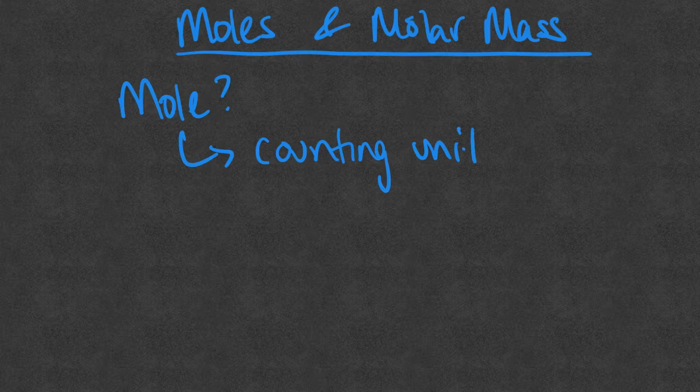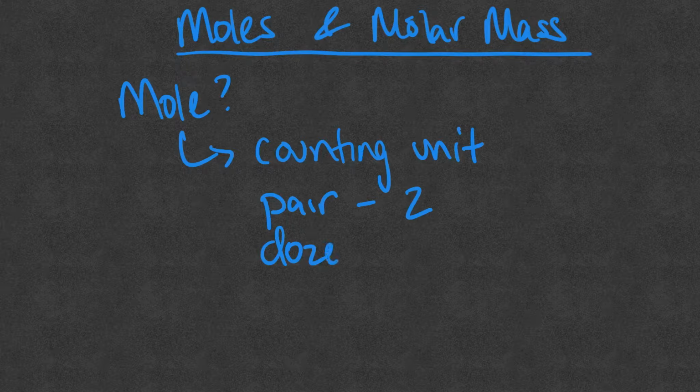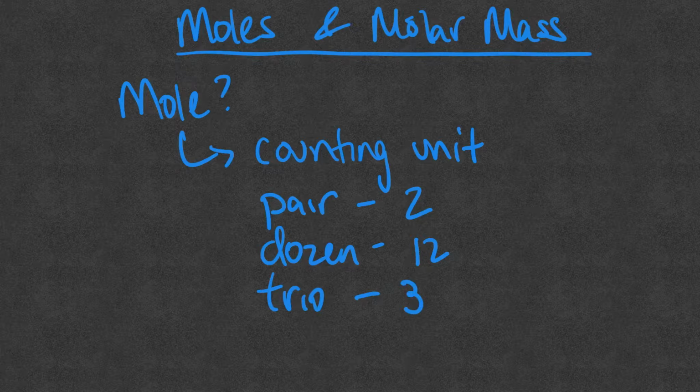A counting unit is basically any word that means a very specific number. For example, we have pair. When we talk about a pair, we're talking about two. If we're talking about a dozen donuts, we're talking about 12. If we said trio, we know that we're talking about 3. Triple, 3, quadruple, 4. So these are basically counting units. It's just a word that means a very specific number.